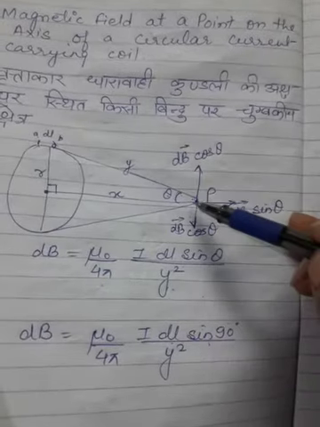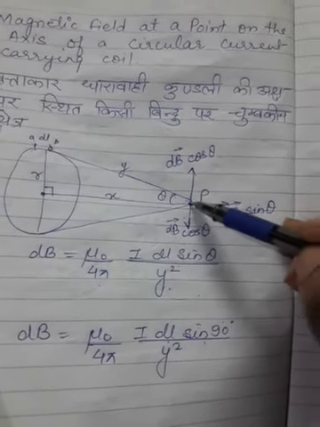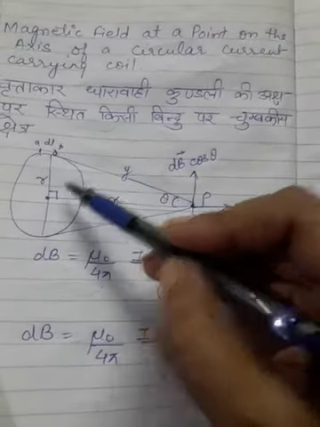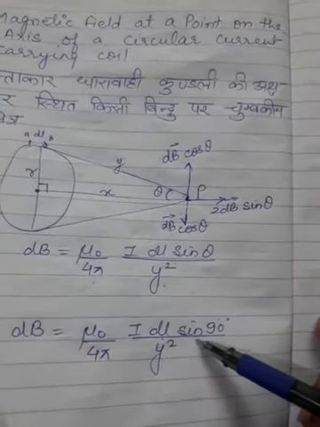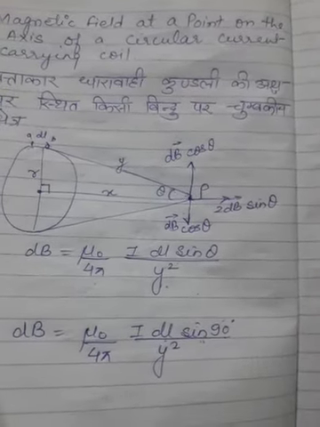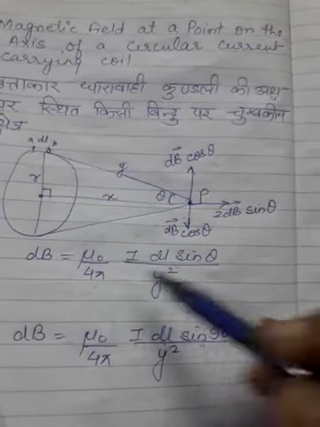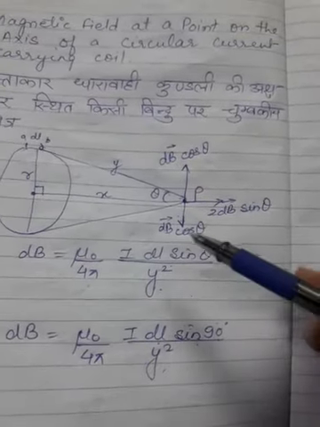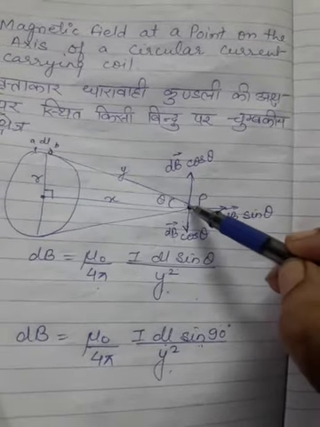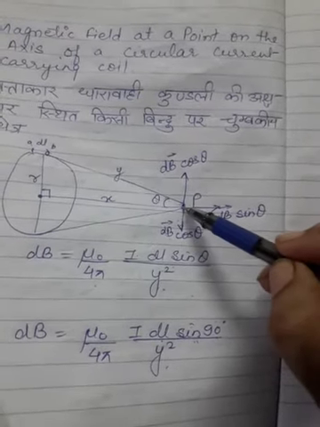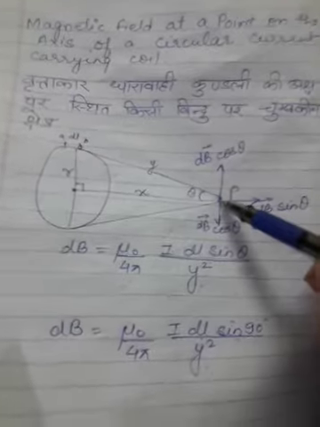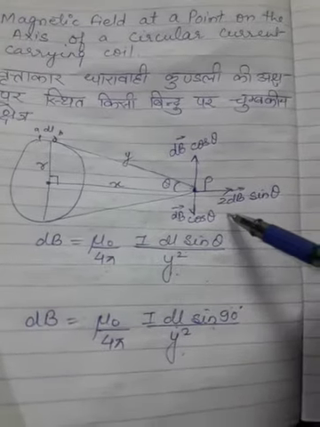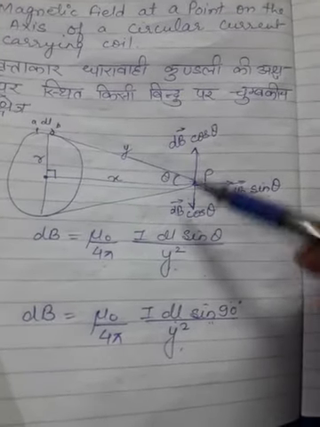Now, at this point, you will get two different components. If you are taking from the center, that means sin 90, and sin 90 is equal to 1. So whatever you are getting, you will be getting from that point. But as this point lies on the axis, this will be bifurcated, or you will get two components. That means dB sin theta and dB cos theta.